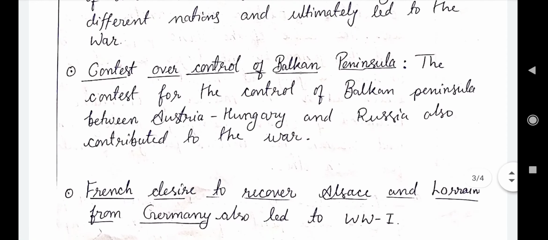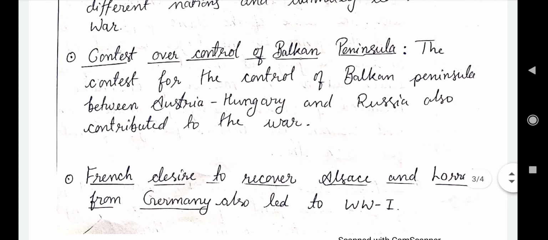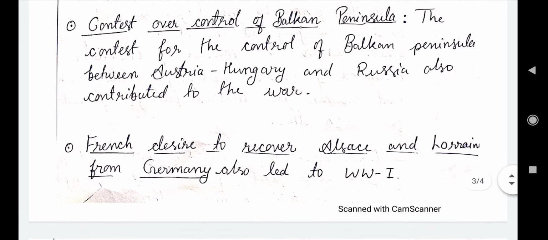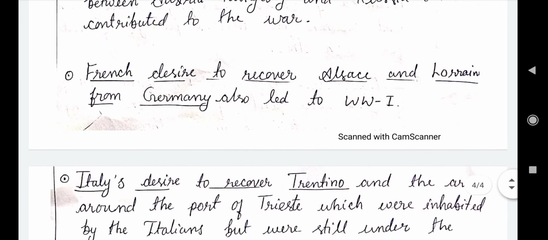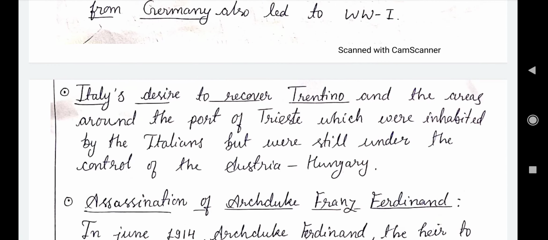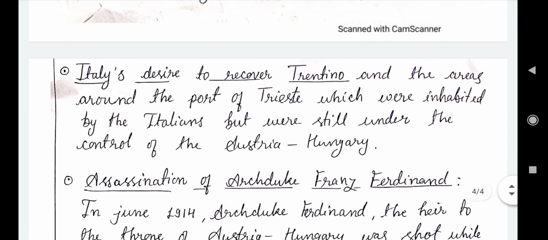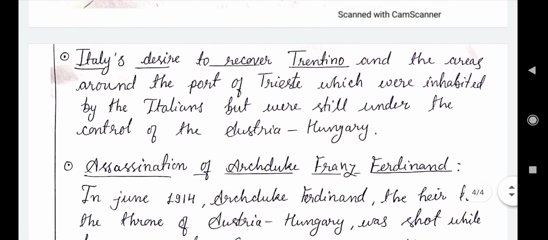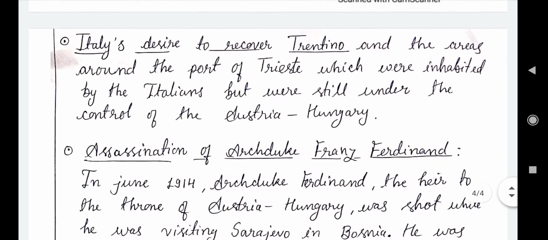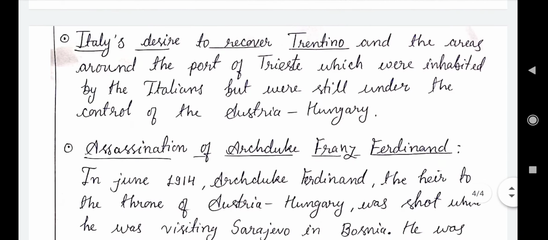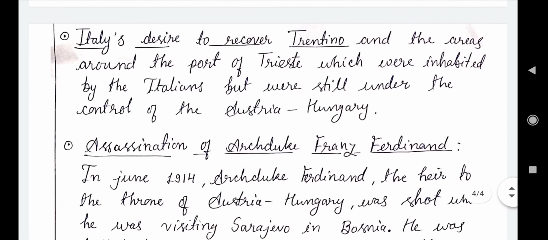Another cause is the contest over control of the Balkan Peninsula. The contest for the control of the Balkan Peninsula between Austria-Hungary and Russia also contributed to the war. Another reason is the French desire to recover Alsace and Lorraine from Germany. Another reason is Italy's desire to recover Trentino and the areas around the port of Trieste, which were inhabited by Italians but were still under the control of Austria-Hungary.